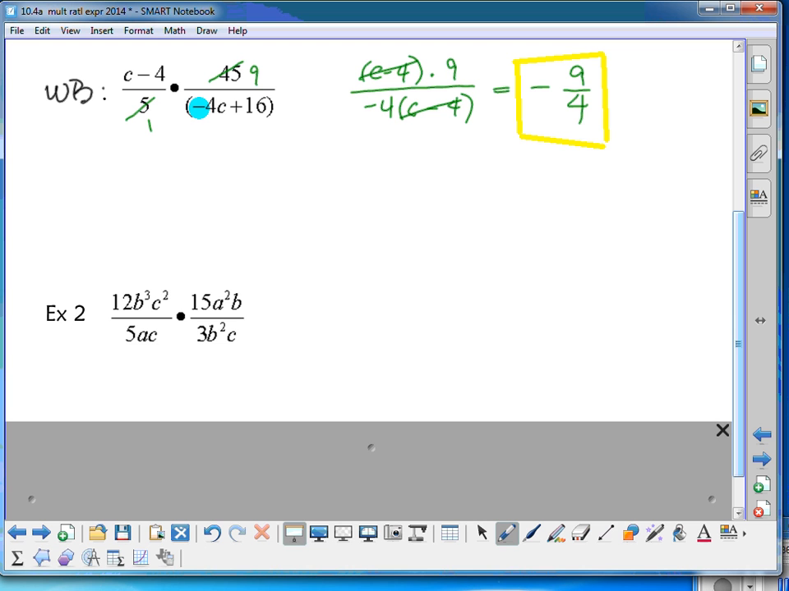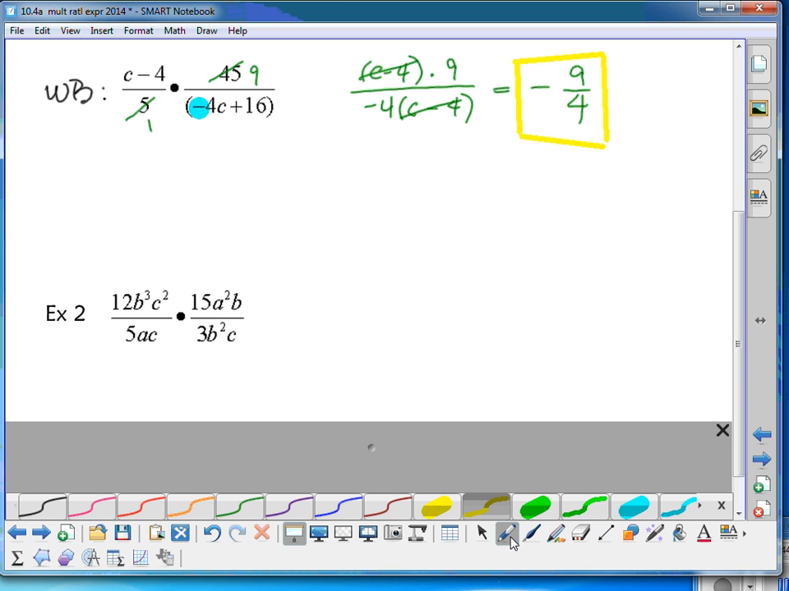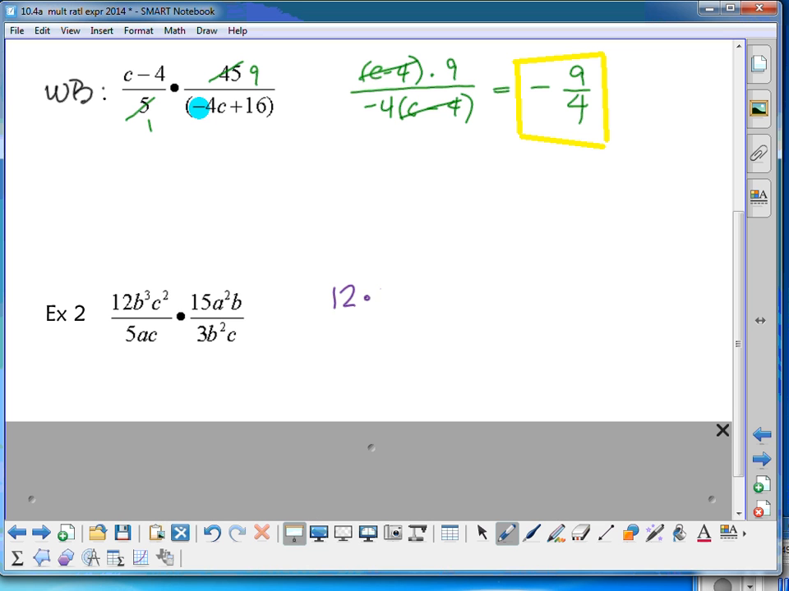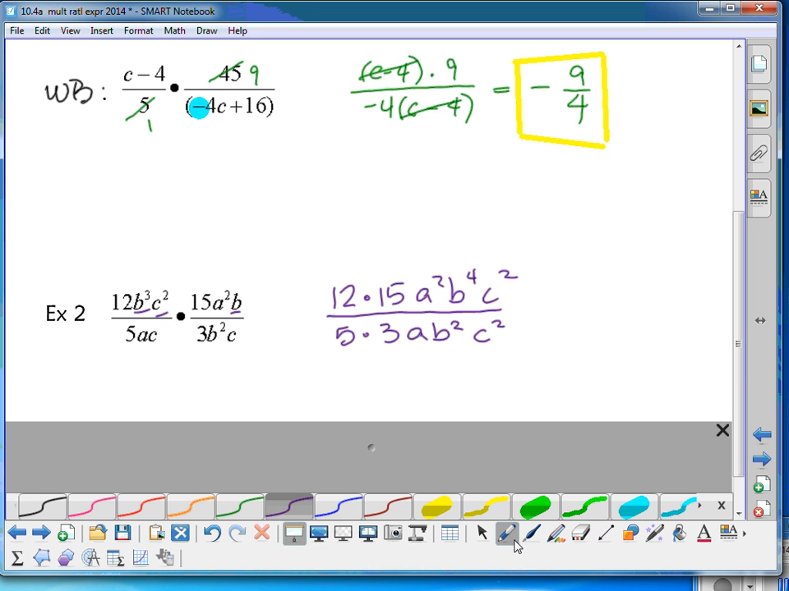All right, so these are just like what we did back in chapter 7, back in January. But they are rational expressions, so they've showed up again in this chapter. So sometimes it's easier if you put the numbers all out front and then deal with the variables afterwards. So let's see here. I've got an a squared. I've got b cubed and b, so that's b to the 4th. And then c squared. And on the bottom I have just an a, b squared, and c times c is c squared.